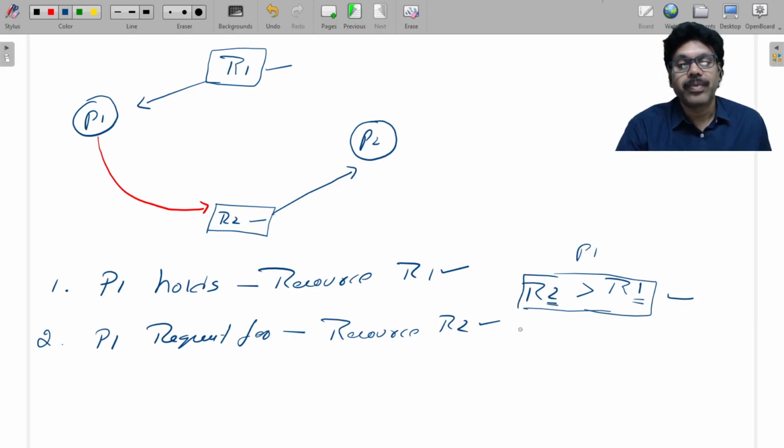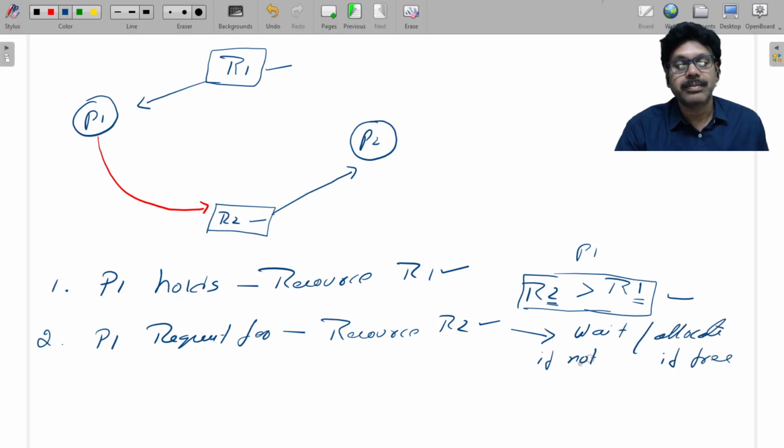Then, if R2 is freely available, you allocate it. Otherwise, ask P1 to wait. Allocate if freely available, wait if not free. And third, let us see the other side.